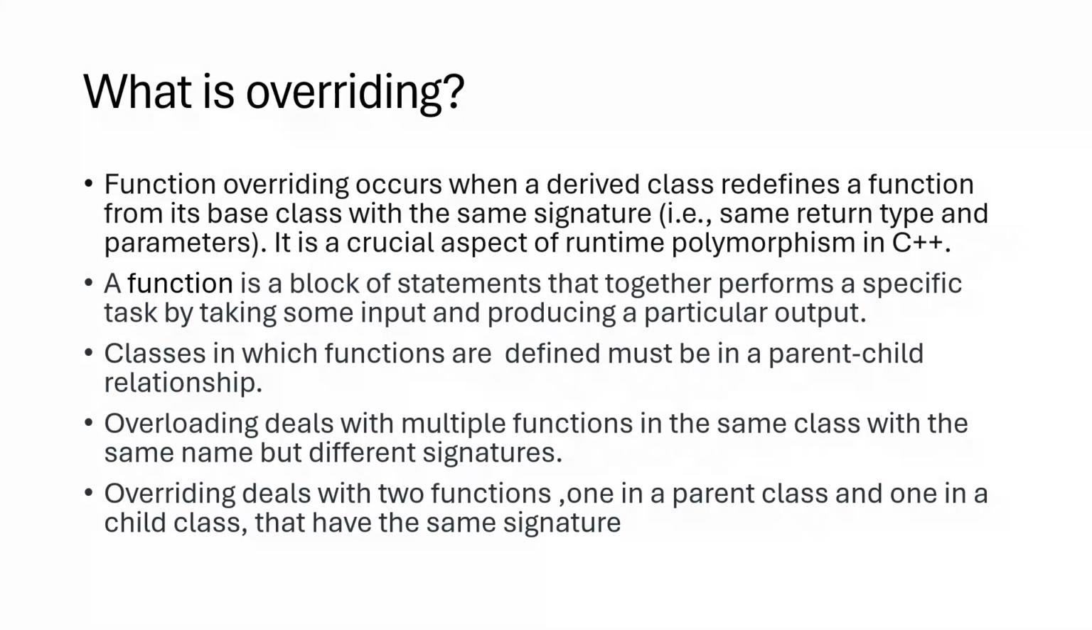Function overriding occurs when a derived class redefines a function from its base class with the same signature, that is, same return type and parameters. It is a crucial aspect of runtime polymorphism in C++. Here everything is a class, so there will be a base class and a derived class. If the base class and the derived class have the same function name, same return type and same parameters, whether empty or not, then the output statement of the derived class only will be printed and the base class one won't be printed. This is known as function overriding. So it overrides the function from the base class in the derived class.